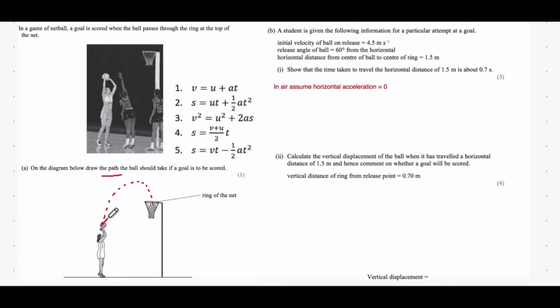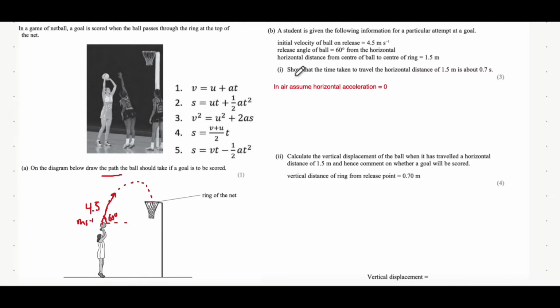You wouldn't really draw it going like that because it doesn't really make sense if then you just bounce off the rim. Okay, moving on from that. It's told you the initial velocity of the ball on release is 4.5. And it's also told you that that 4.5 is at an angle of 60 degrees from the horizontal. So I'm just going to draw this arrow out larger. It's a speed of 4.5 meters per second, but it's at an angle of 60 degrees. That's important that you take note of that angle.